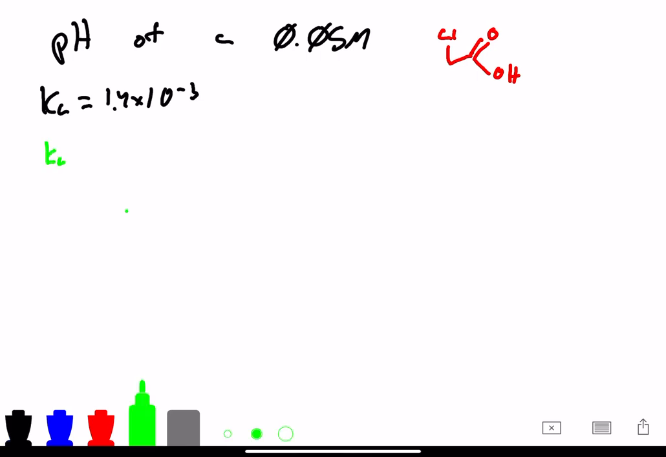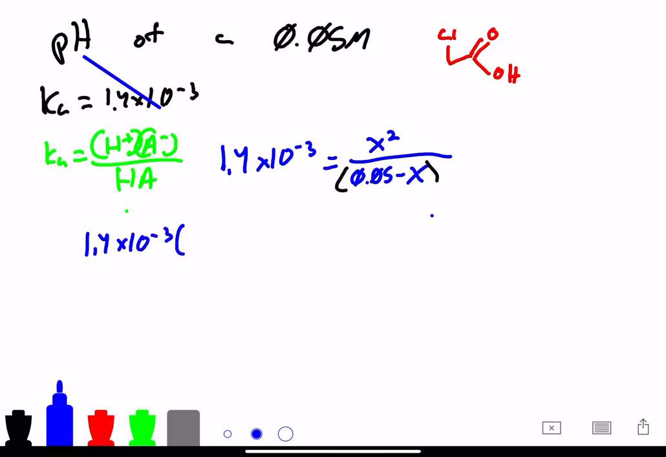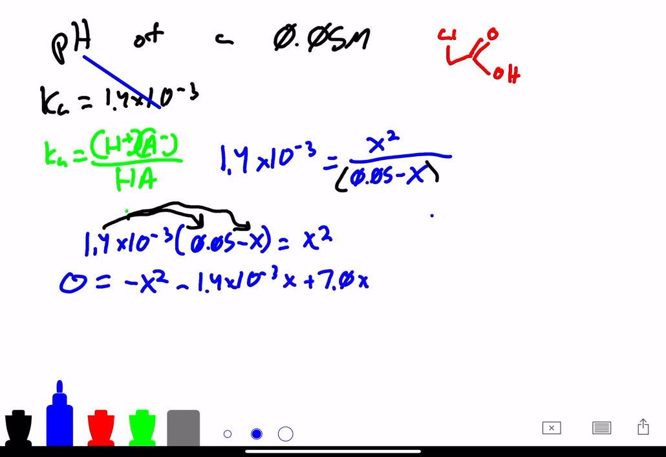So if Ka is going to be equal to H plus and A minus over HA, set up our expression here. We have 1.4 times 10 to the negative third is equal to x squared over 0.05 minus x. We can multiply both sides by the denominator here, and that's going to give us 1.4 times 10 to the negative third times 0.05 minus x is equal to x squared. If we multiply this in, and then we set it equal to 0, what we're going to end up with is 0 is equal to negative x squared minus 1.4 times 10 to the negative third x plus 7.0 times 10 to the negative fifth.